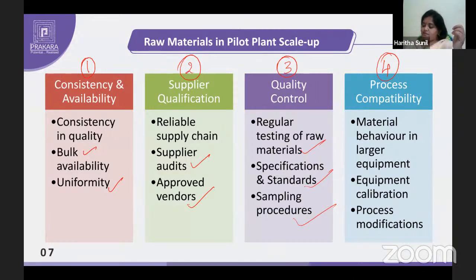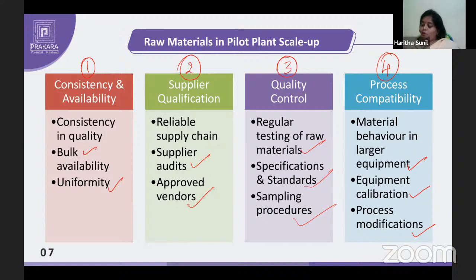And then the next one is process compatibility. Here we will be studying process compatibility under three headings: material behavior in larger equipment, equipment calibration, as well as process modifications. Material behavior in larger equipment means the raw materials you have used in small scale, like laboratory scale, may behave differently in large scale equipment because of the scaling up of the process. For example, the flowability of powders or mixing properties of liquids may change when you scale up from the laboratory scale to the pilot scale.